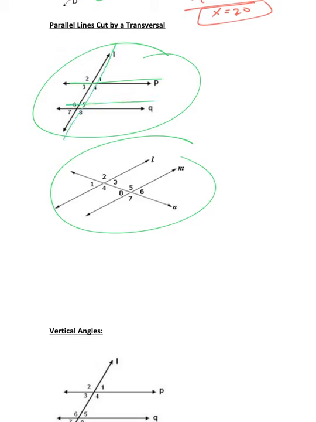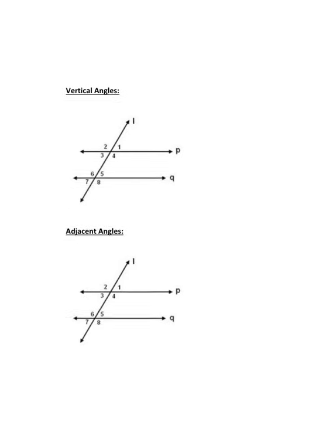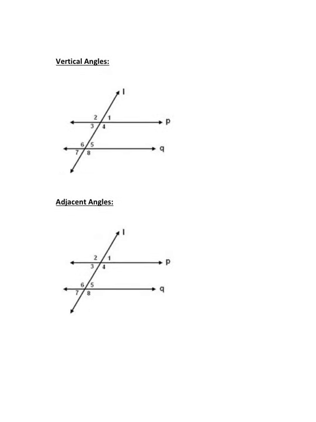So P and Q are being cut by L, or in the bottom example that I'm highlighting in blue, L and M are parallel, and they're being cut by N. And when you cut them by a transversal, you're creating these angles that have these relationships that we should know. So scrolling to each type of angle now, I'm going to show you examples of each type of angle.